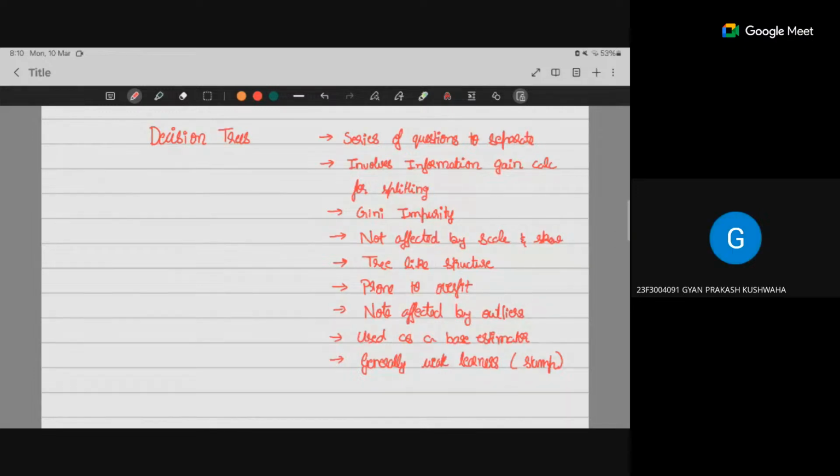Yes sir, like boosting. Yeah, like boosting and all. So it comes in this, used as Bayes estimator. Any other points on this? It could be on its working, positives, negatives.